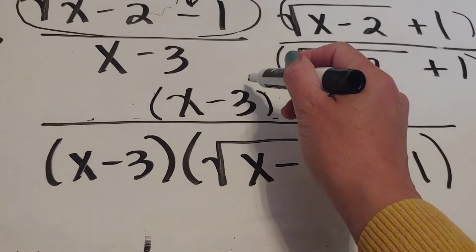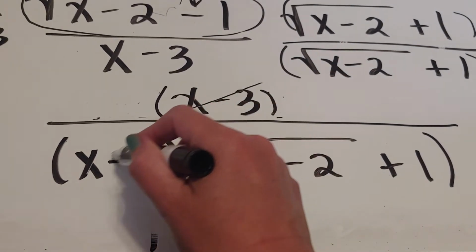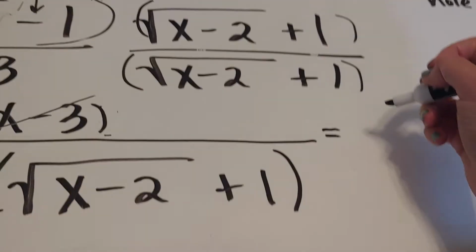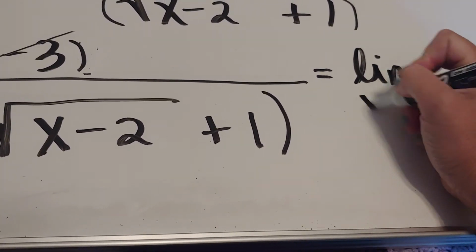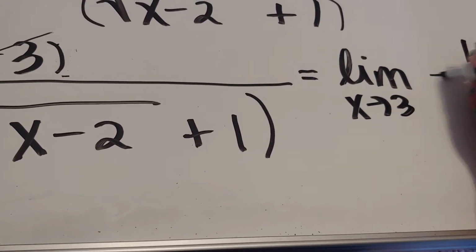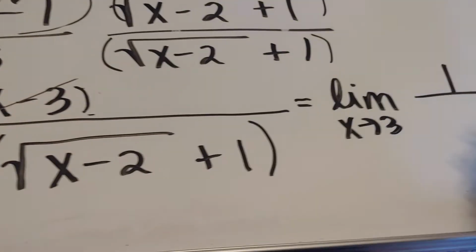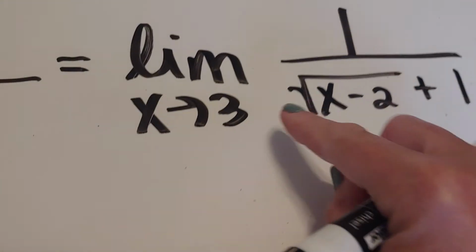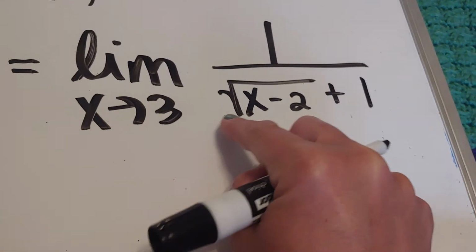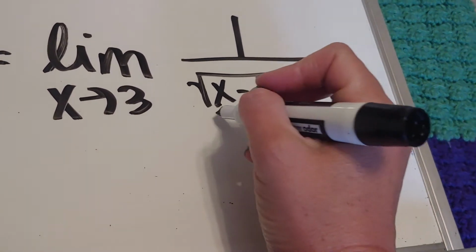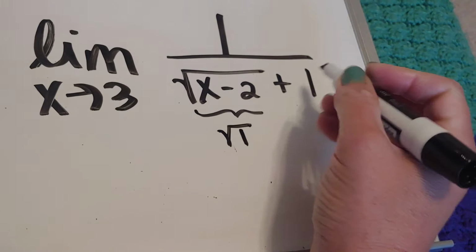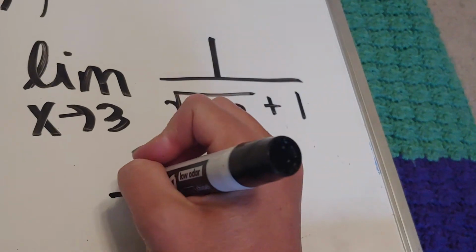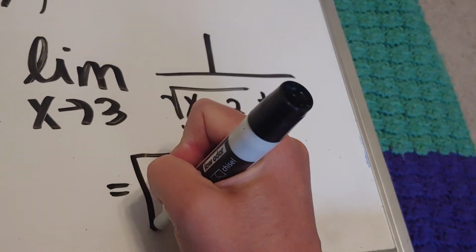So what we're going to do here is cancel out that x minus 3 with that x minus 3. So I still have to evaluate the limit as x approaches 3, but now all I have is a 1 on top and then this guy on the bottom. Okay, let's plug it in. When I plug in 3 now, I'm going to get the square root of 3 minus 2, which is the square root of 1. So that would just be 1. So I'm going to get 1 plus 1, that's 2. So this whole thing is a half.